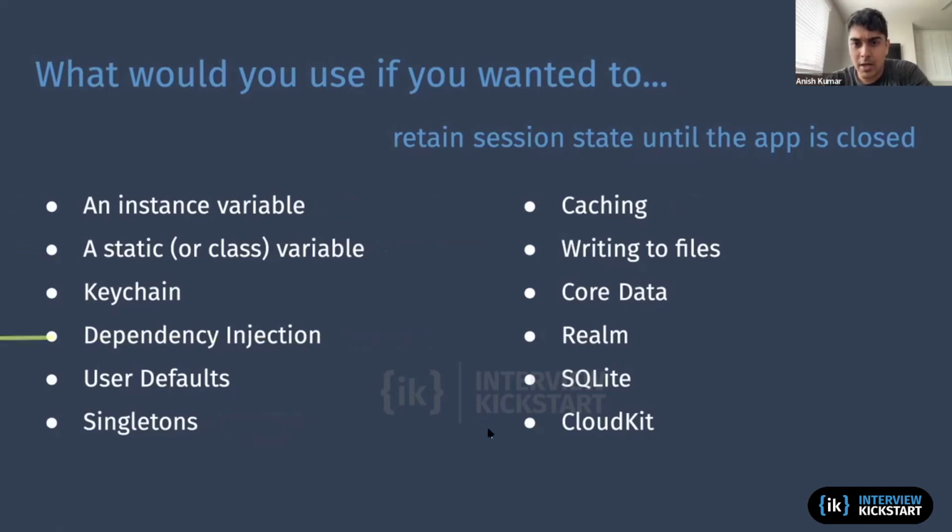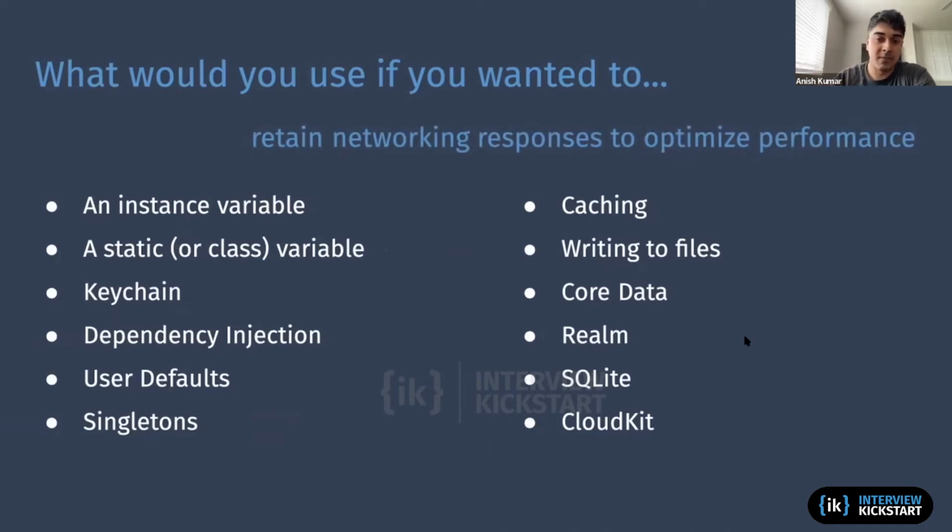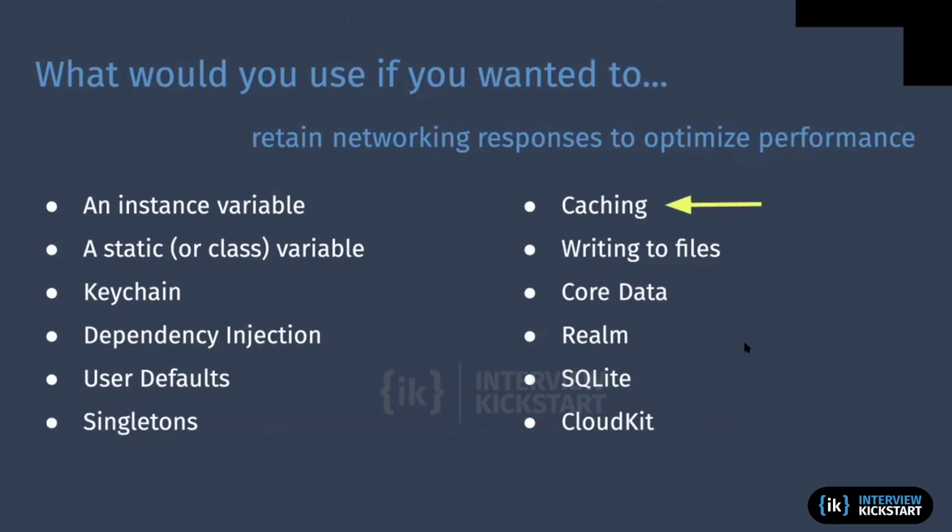But let's look at another question here. What would you use if you wanted to retain the network response to optimize performance, right? Do you guys have any thoughts on that? I think caching, or anything that's not writing to disk, as that can take a lot longer than keeping something in memory. Yep, similar to last time, you got it right. It's just caching.